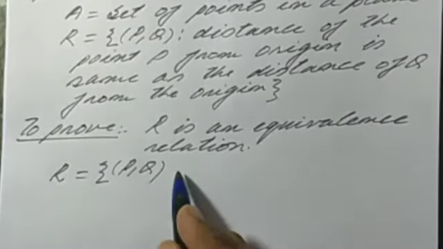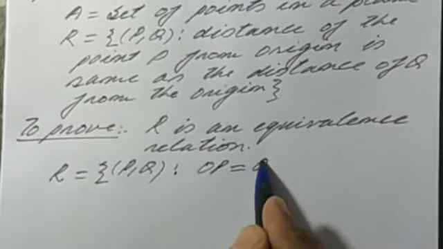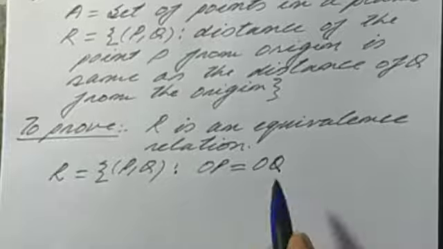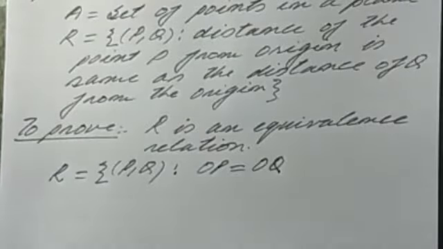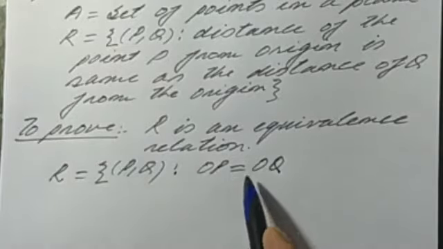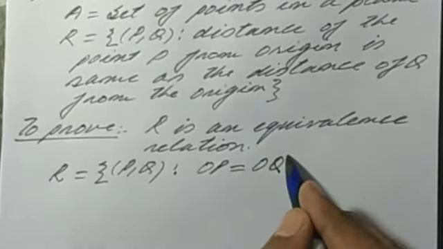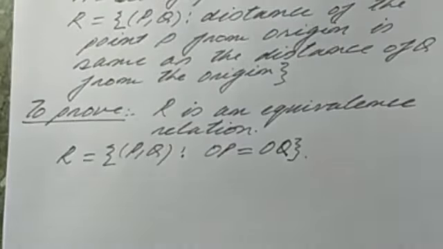R is a set of ordered pair PQ such that OP is equal to OQ, because O is generally used to denote origin. So distance of P from origin, that may be written as OP, and distance of Q from origin, that may be written as OQ. So it is better to write the relation in this way.